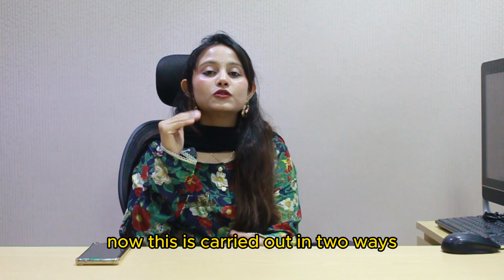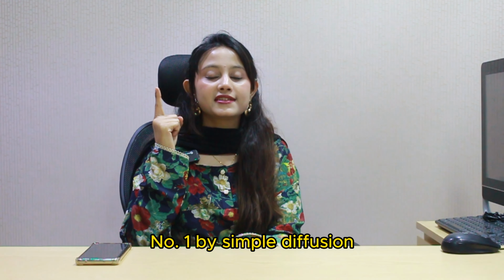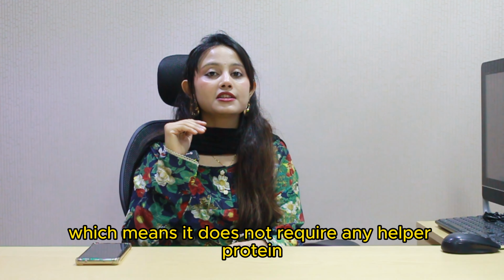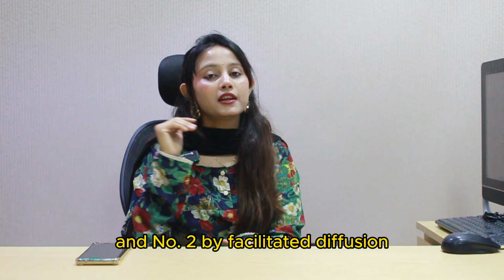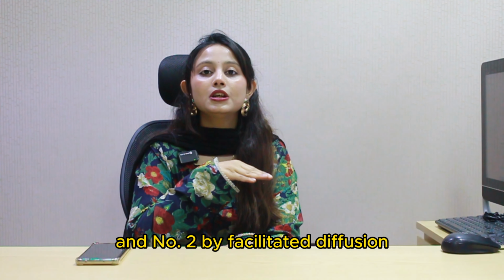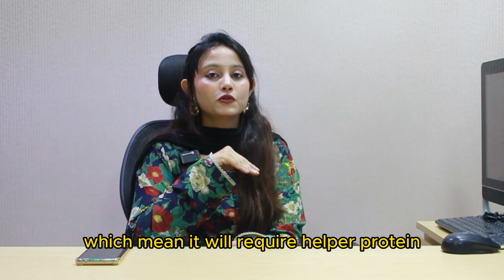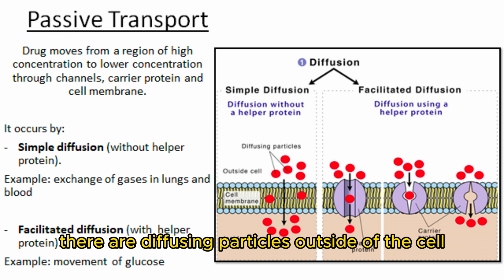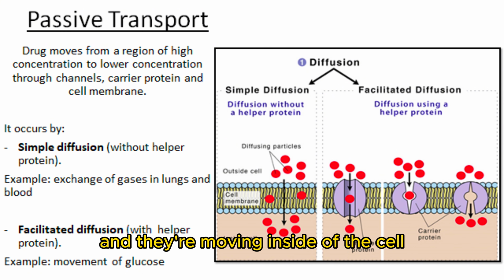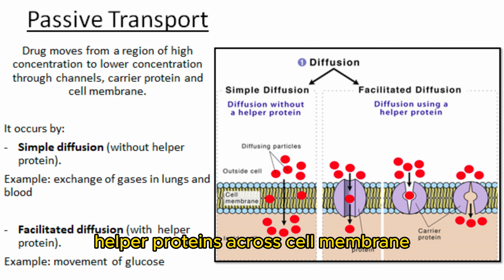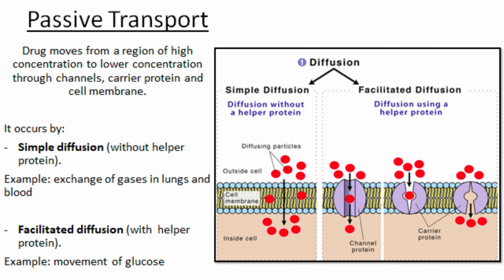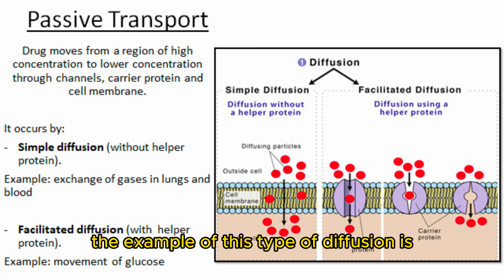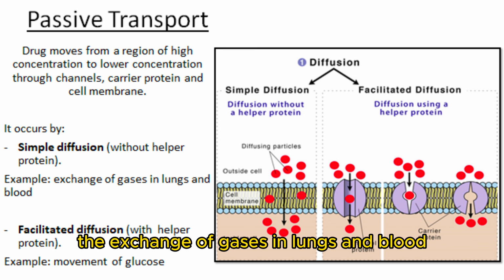Now, this is carried out in two ways. Number one, by simple diffusion, which means it does not require any helper protein, and number two, by facilitated diffusion, which means it will require helper protein. Now here you can see that in simple diffusion, there are diffusing particles outside of the cell and they are moving inside of the cell without any carrier or helper proteins across the cell membrane. The example of this type of diffusion is the exchange of gases in lungs and blood.